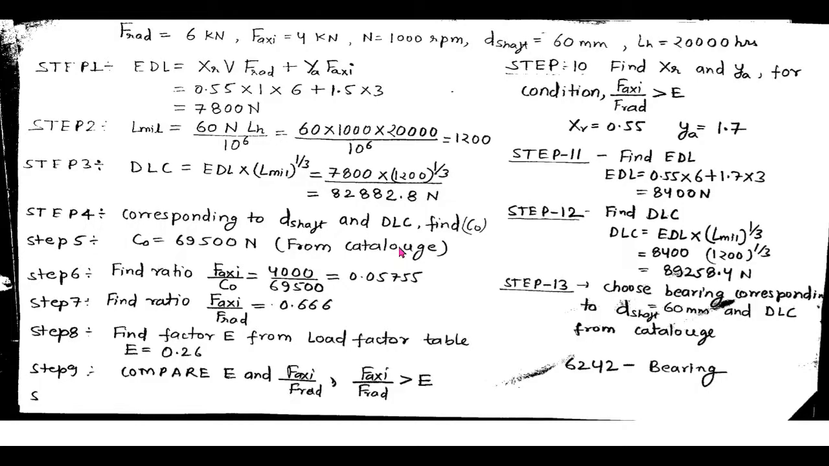So friends, this is a numerical problem on the single row deep groove ball bearing selection procedure. The problem is based on the selection of a single row deep groove ball bearing, for which the data required is given on this page. See, this is the radial load acting on the bearing, given as 6 kN. The axial load is given as 4 kN. The RPM of the shaft is given as 1000 RPM. The diameter of the shaft is given as 60 mm, and the life of the bearing is given as 20,000 hours. So friends, let's start the design or selection process.